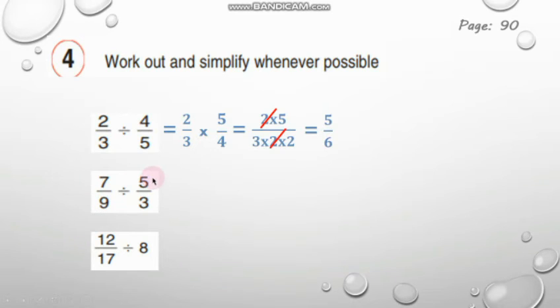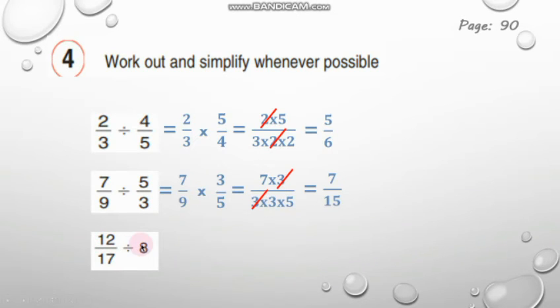7 over 9 divided by 5 over 3. Also, I write the first fraction as it is. I write times. I write the inverse of the second fraction. I multiply the numerators together and the denominators together. I can decompose 9 into 3 times 3. Now I can simplify by 3. The answer is 7 over 15.